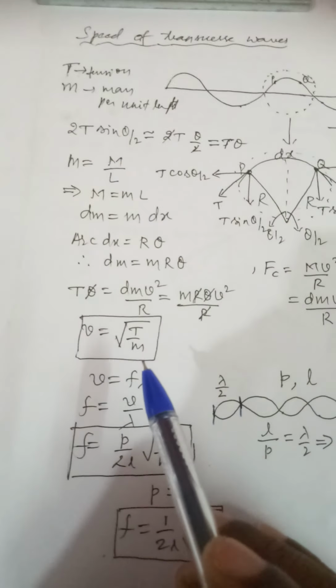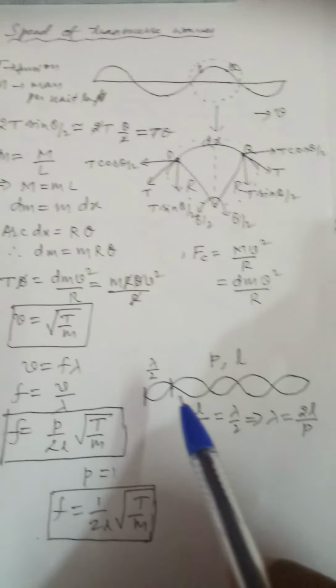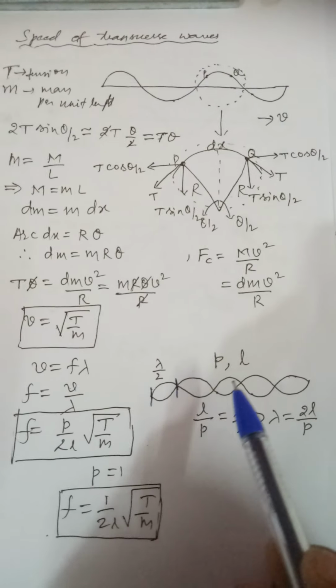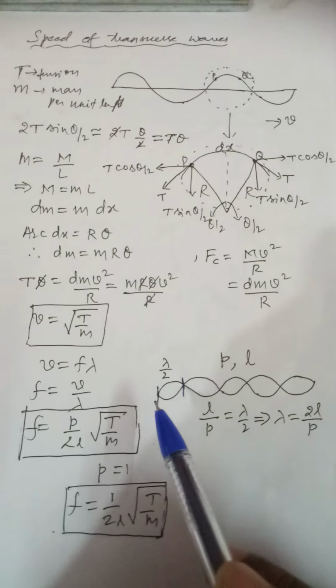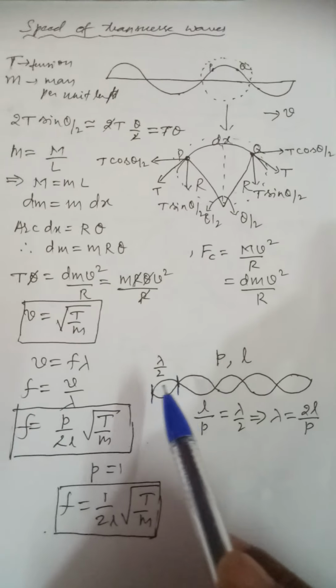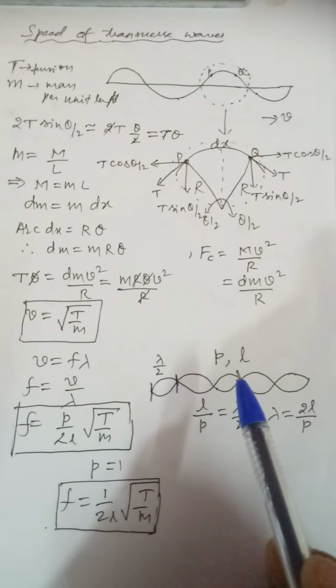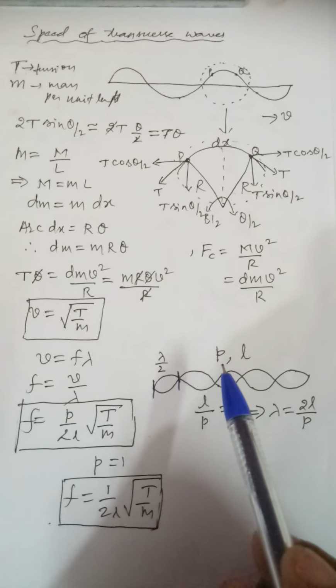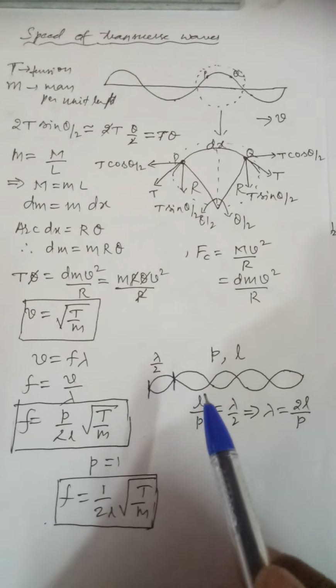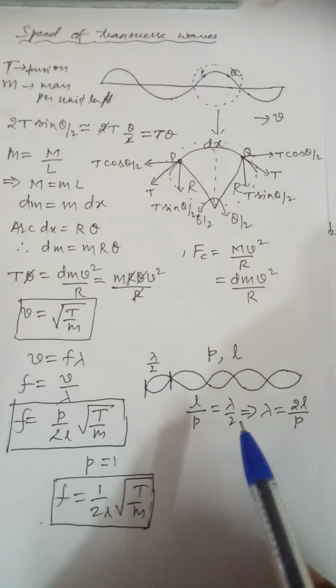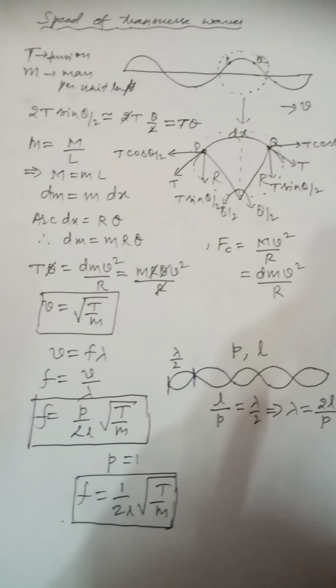You know that v is equal to f lambda. When transverse waves moving in opposite directions are superposed to form stationary waves, the distance between two nodes is lambda by 2. If the total length of the string is L and the number of segments or loops is p, then the length of one segment is L by p, which is equal to lambda by 2. Cross multiplying, lambda is equal to 2L by p.